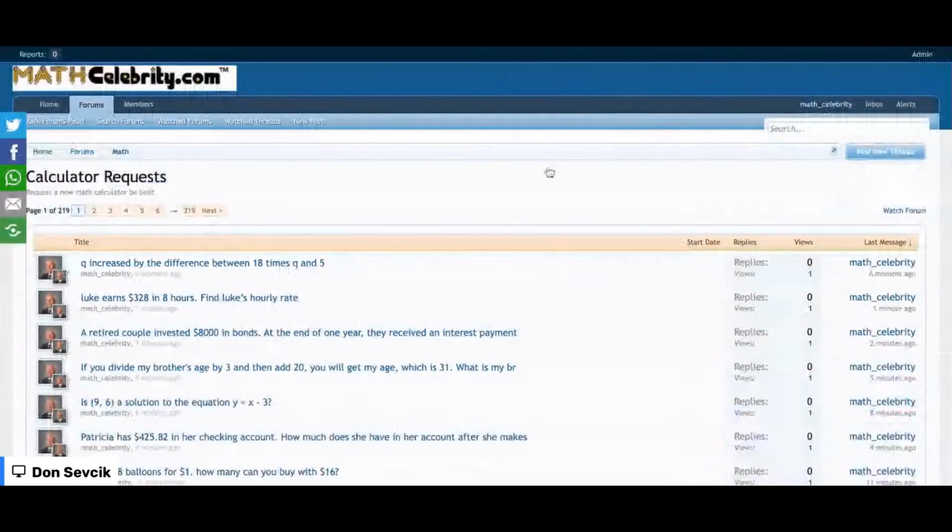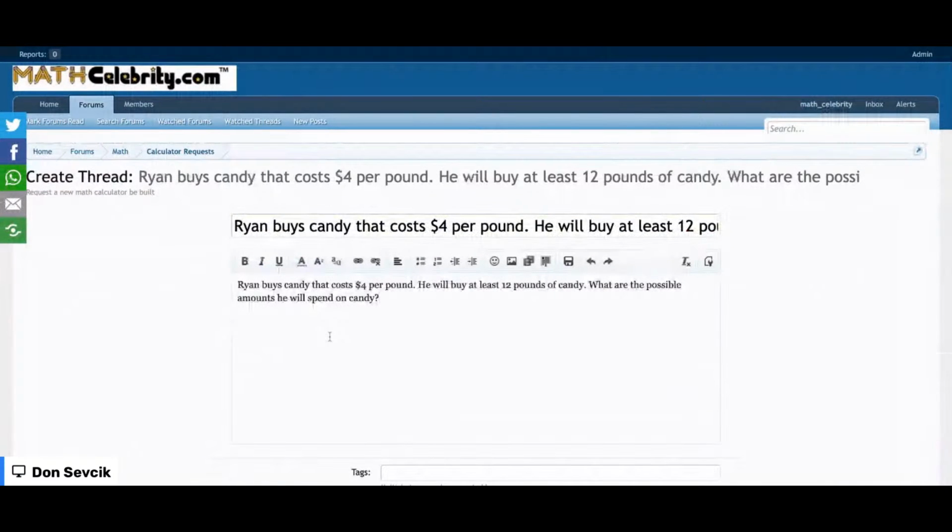All right. So this candy problem. Ryan buys candy that costs $4 per pound. He will buy at least 12 pounds of candy. What are the possible amounts he will spend on candy? So clue for you, the phrase at least means an inequality. So we've got Ryan buys candy that costs 4 per pound. He will buy at least 12 pounds of candy.